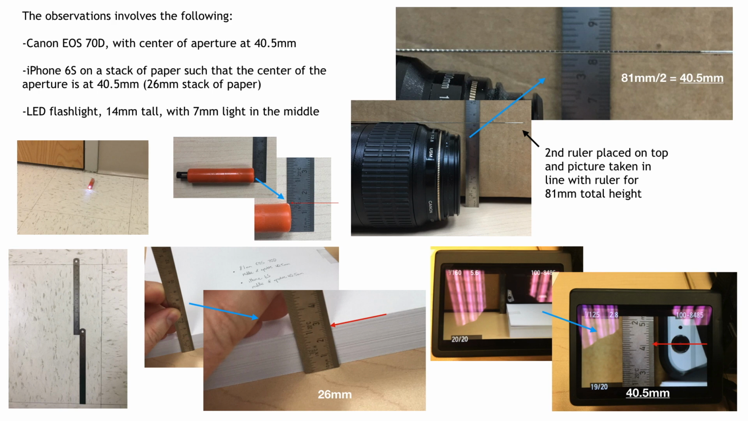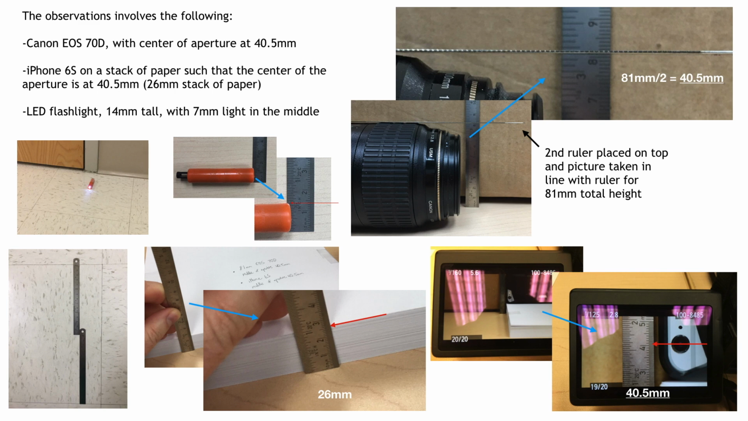So in the upper right corner you see the Canon EOS 70D. I have standardized the top of the lens at 81 millimeters, and divided it in half into 40.5 millimeters for the center of aperture height. I then did the same thing with the iPhone 6s using a stack of paper and variable amounts of sheets of paper to get it to the same 40.5 height. And this ended up with a stack of paper roughly 26 millimeters underneath the iPhone with its case.